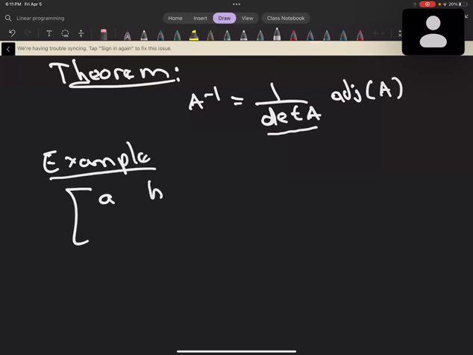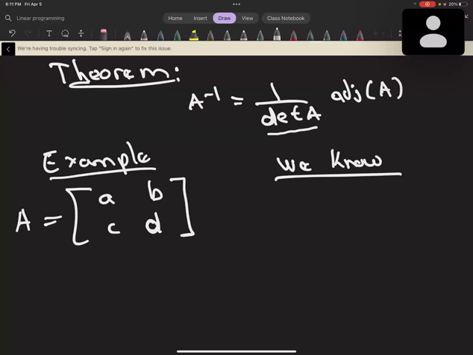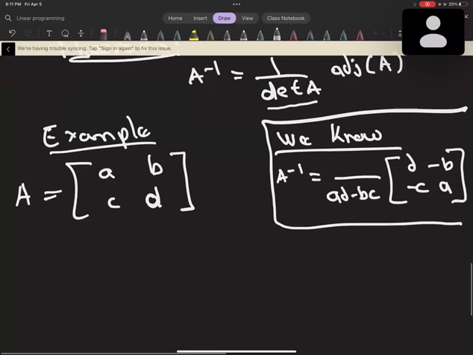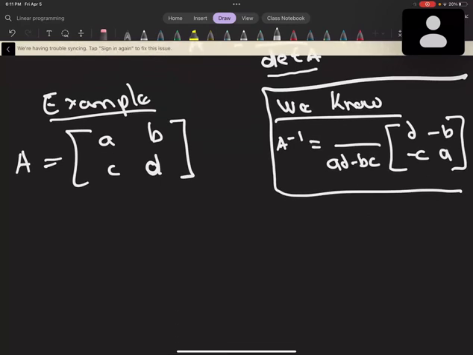So let's put A, B, C, and D. This is our matrix A. And we know, right? And we proved it using the Gaussian elimination method. Remember, we proved that the inverse matrix of A is 1 over AD minus BC times the matrix D, minus B, minus C, A. That's what we proved, right? Well, we proved it using the Gaussian elimination method.